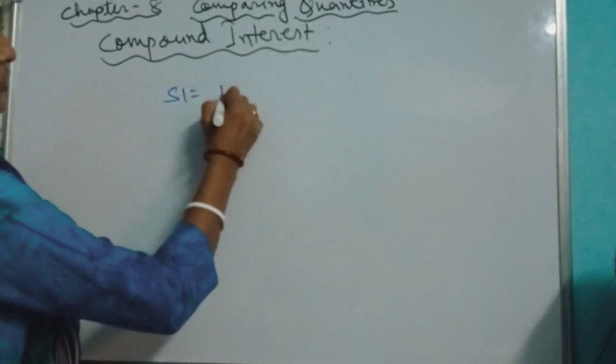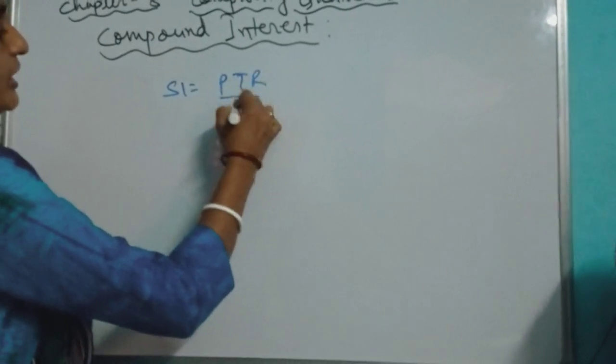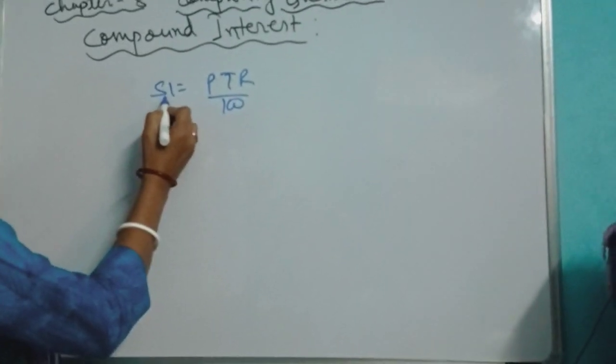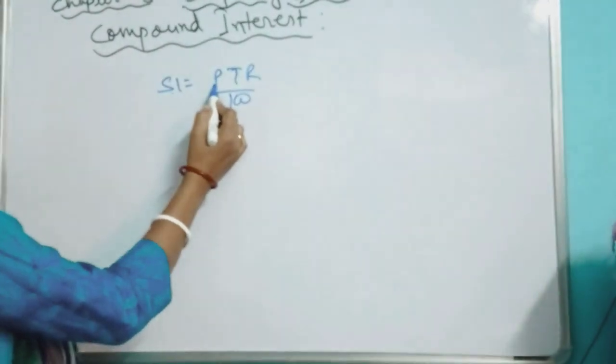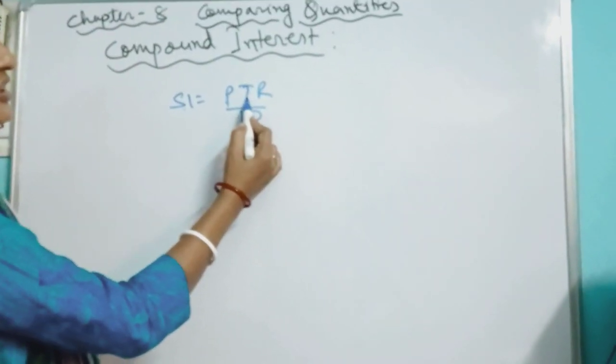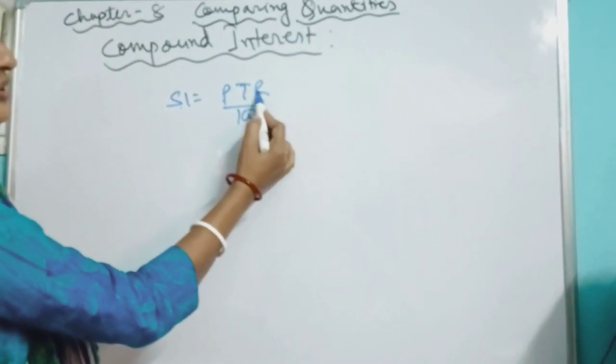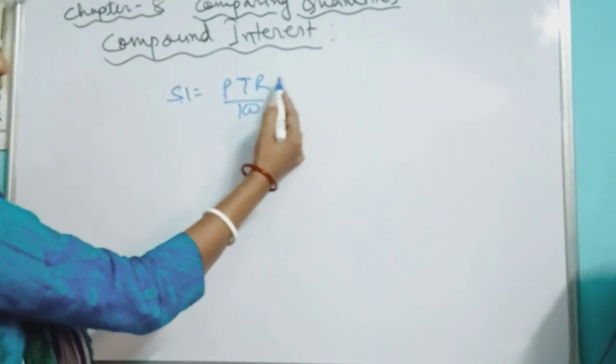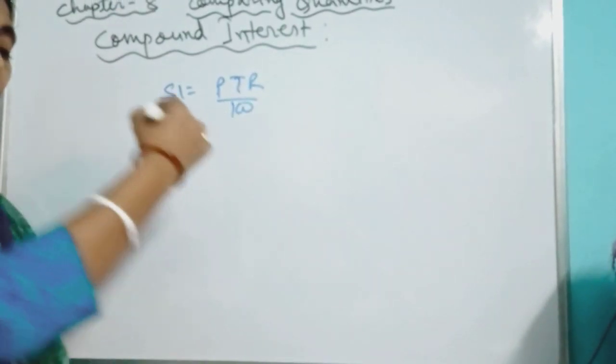The formula was SI equal to PTR by 100, where SI stands for simple interest, P stands for principal, that means the money you are depositing, T is the time, and R is the rate of interest. As it is given in percent, we write R by 100.